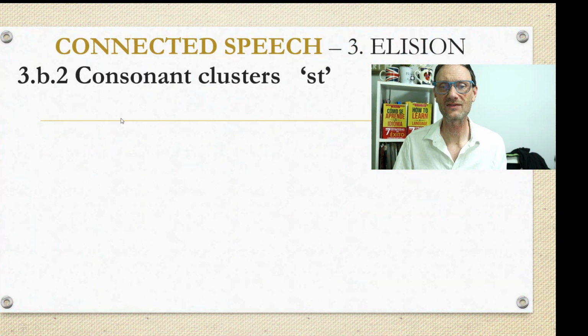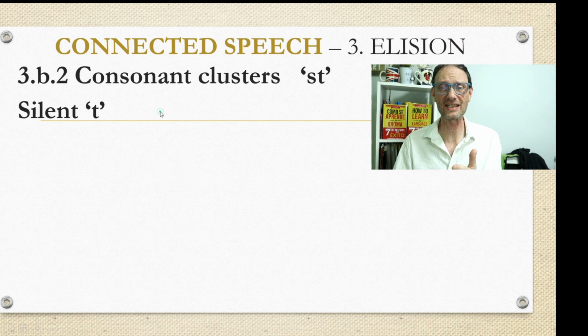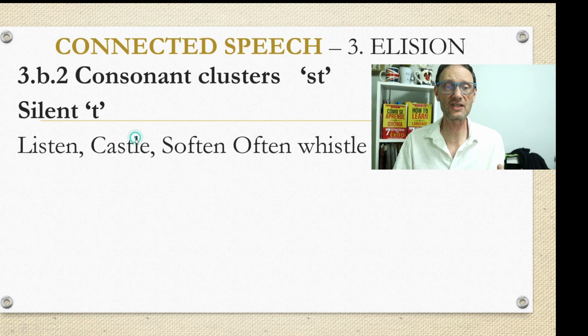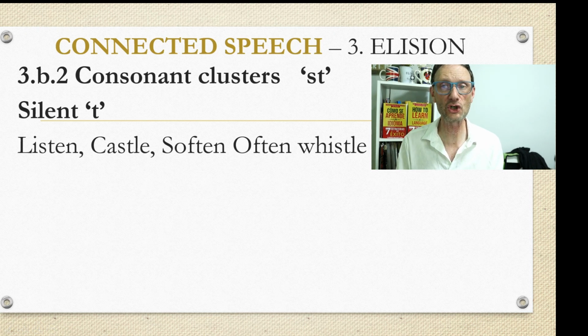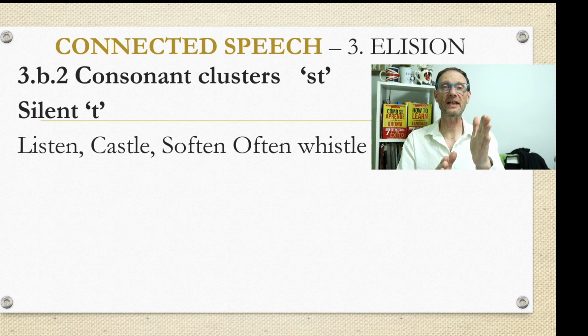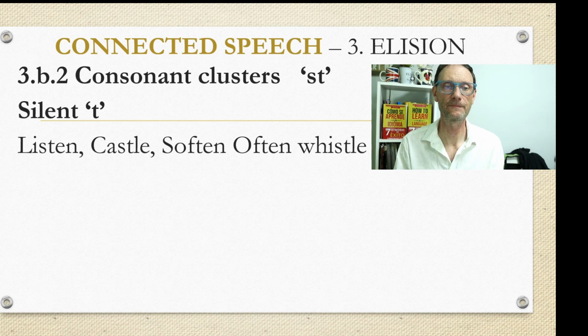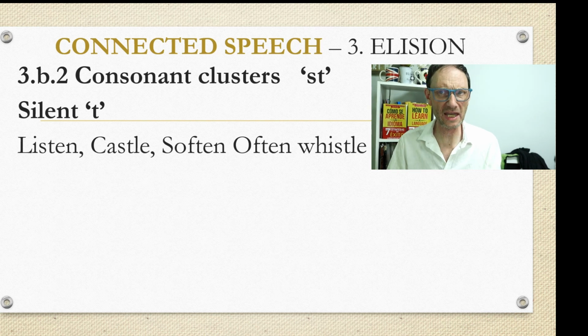Third one is a very typical one in consonant clusters, is the ST. So the T becomes silent. Look at these ones. Instead of listen, it's listen. Castle, soften, often, whistle. Do you notice that the first syllable is stressed before the ST? So when you stress that syllable, the T disappears. Listen, castle, soften, often, whistle. I don't know why I'm doing this, but it seems to be in a rhythm.